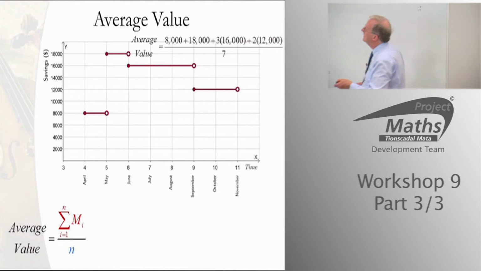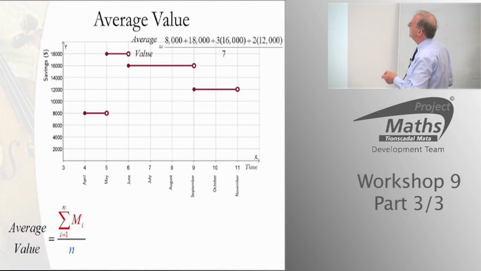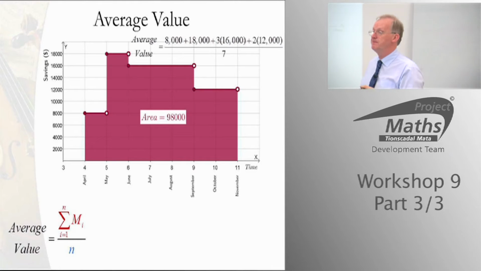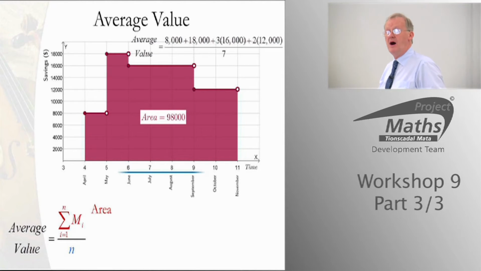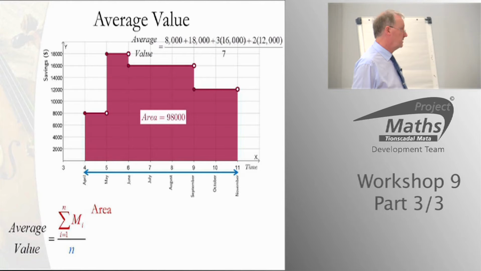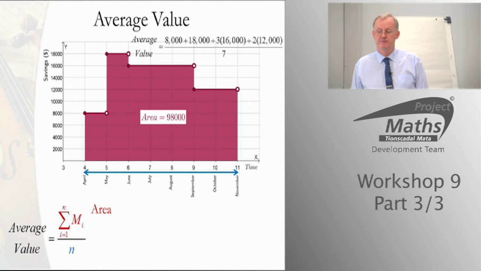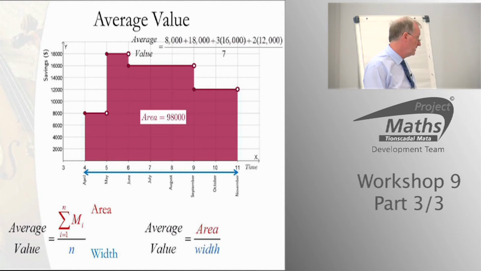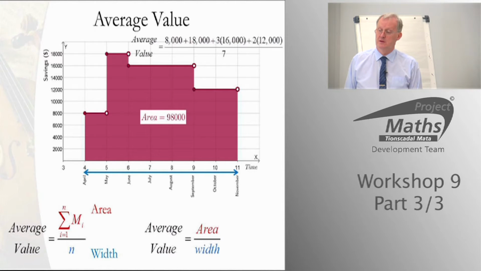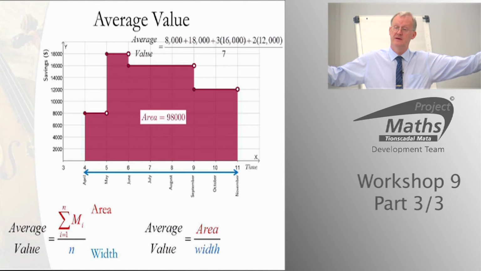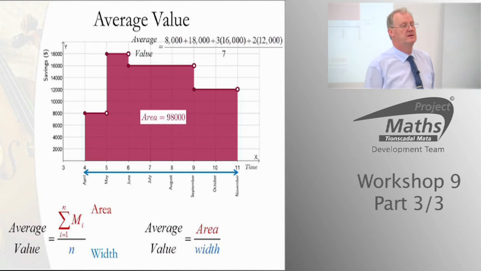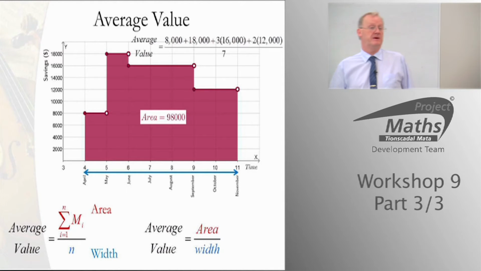16,000 by 3. The 16,000 is there over 3 time periods. What are you really doing? You're multiplying height by width, so you're really calculating area. So when you add up all the numbers, what are you really doing? You're finding the area underneath the curve. And when you divide by the number of numbers, what are you really doing? You divide by the width. So give me another way of looking at average value. It's area divided by width.